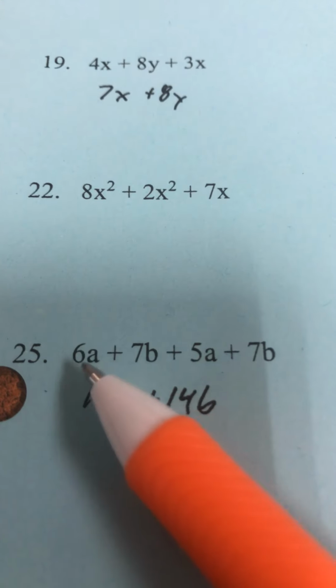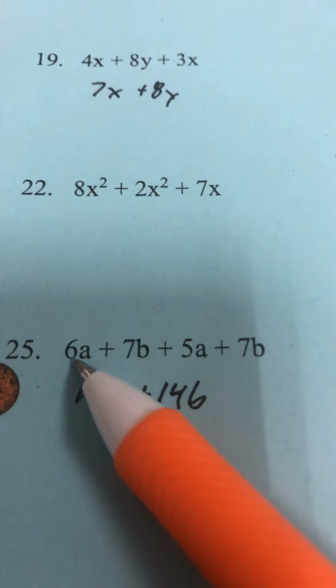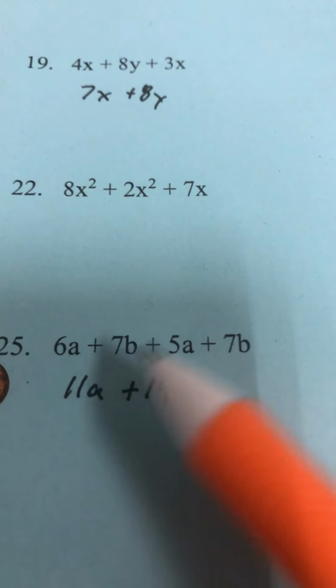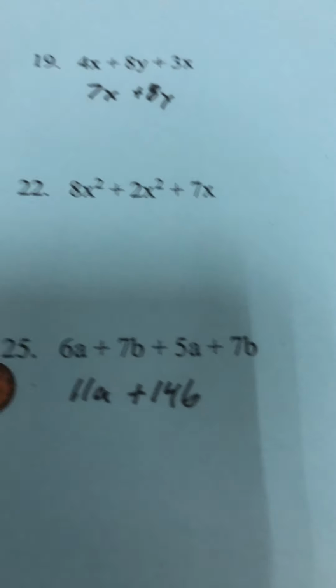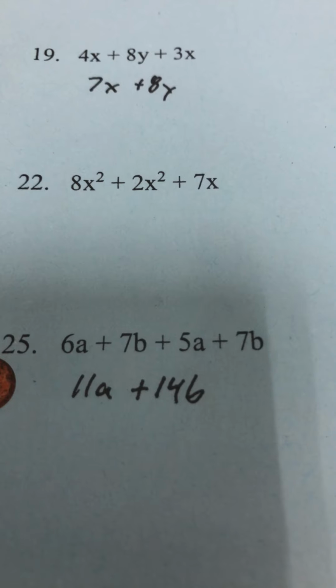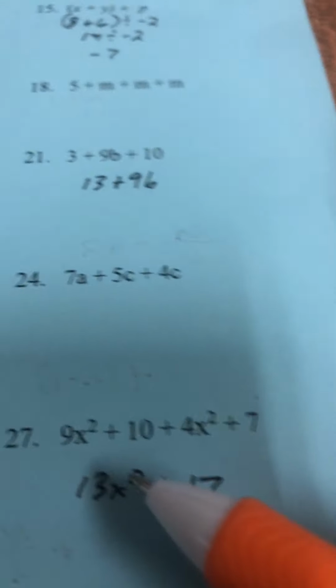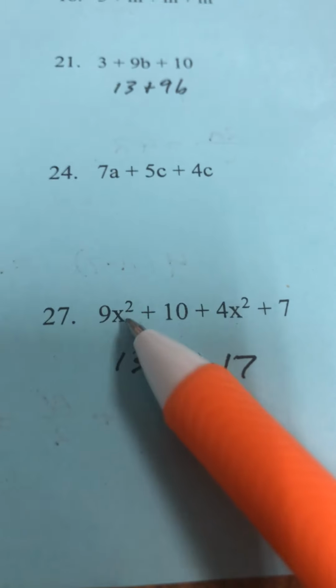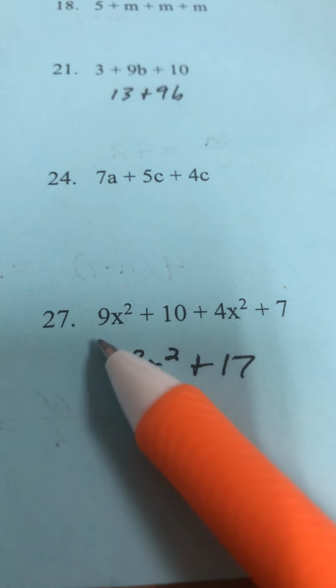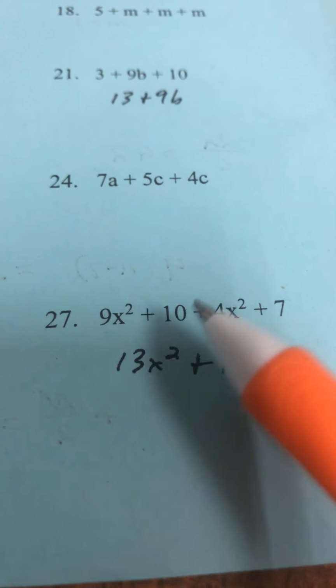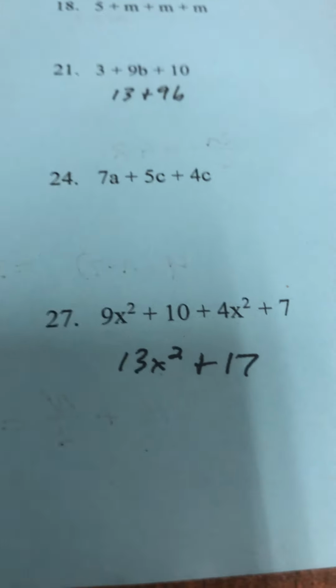25, I can put the a's together. And I do. 6 and 5 is 11. I could put the b's together. 7 plus 7 is 14. 27. I could put the x squareds together. So 9 and 4 is 13. And then I have this 10 and 7 I could put together. 17. They're like terms.